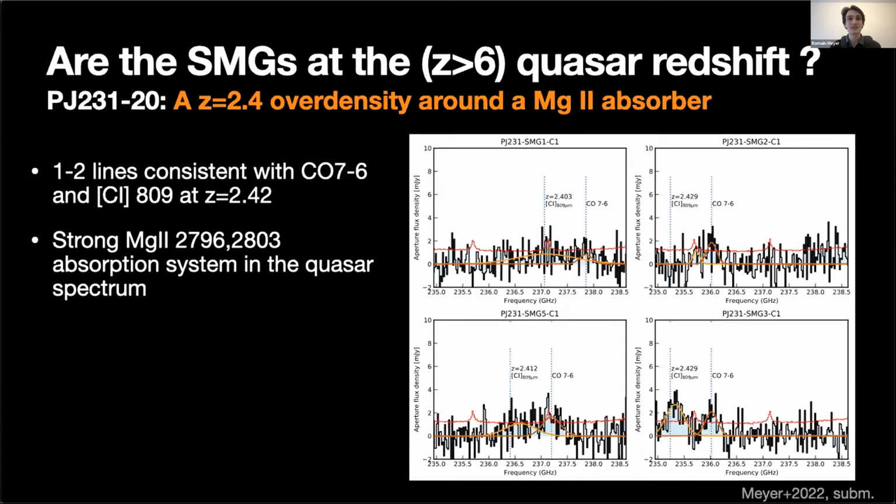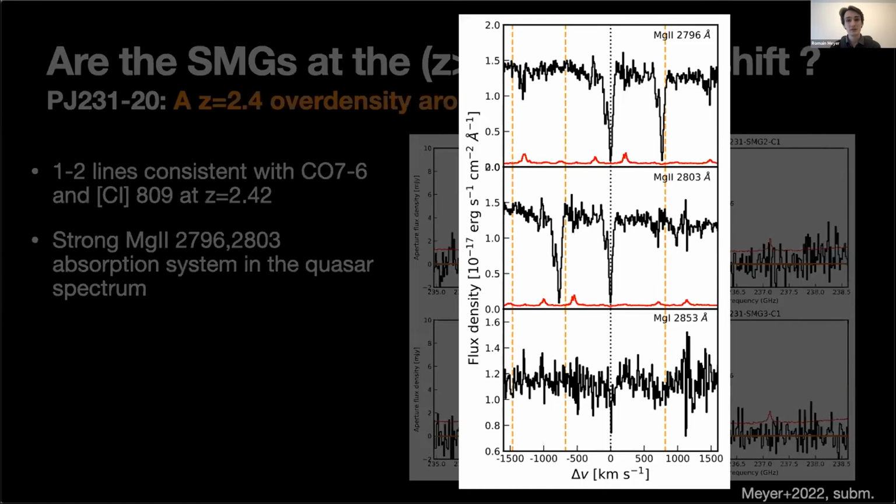We're really sure this is the case, that they are at 2.4, because although some of the lines are a bit low signal to noise, if you look at the near-infrared spectrum of this object, there is a very nice magnesium II absorber here that is centered at velocity 0. And the orange lines show you the velocity offsets of all the SMGs. And so it's quite nice, but this is not really my kind of science. This is a low redshift protocluster CGM enhancement.